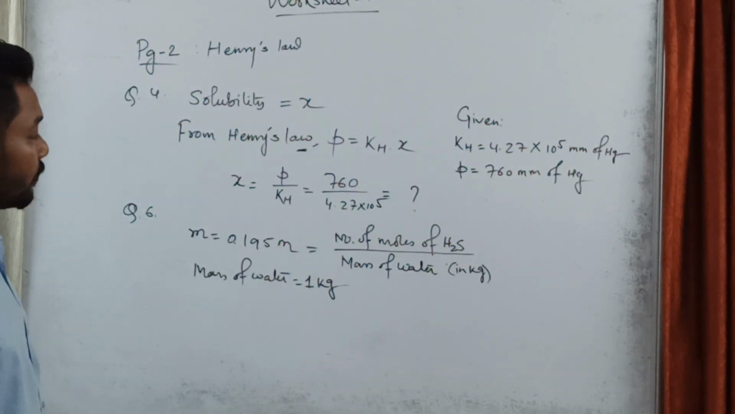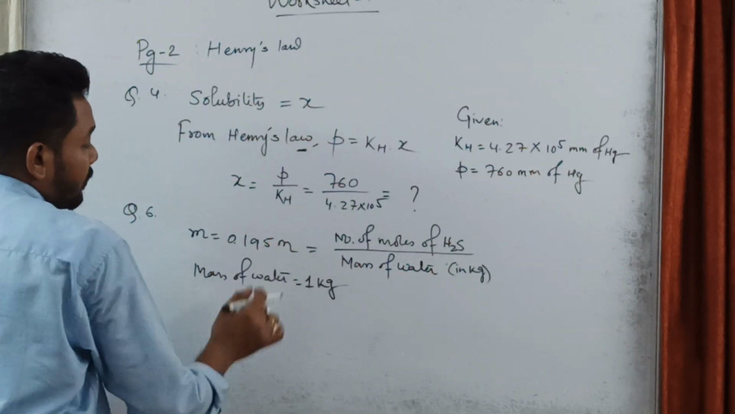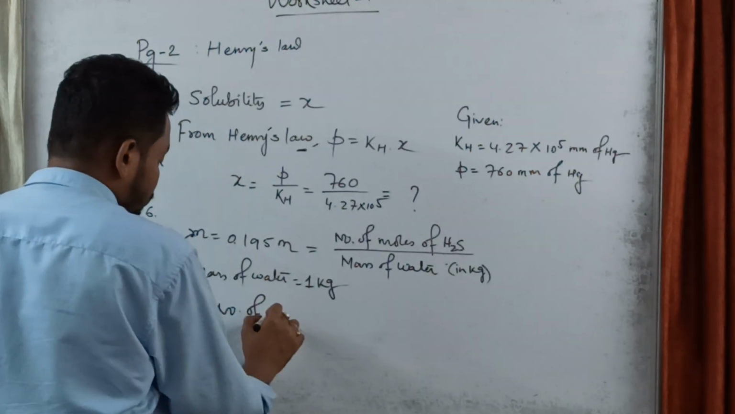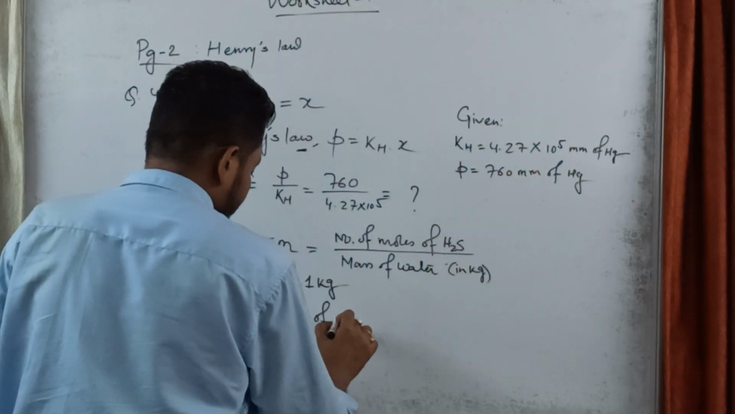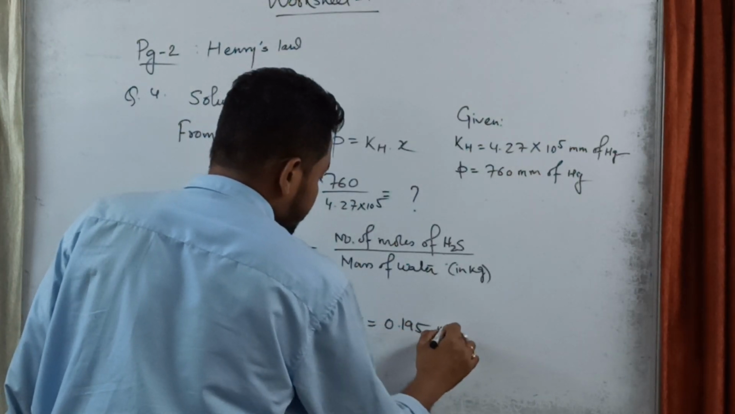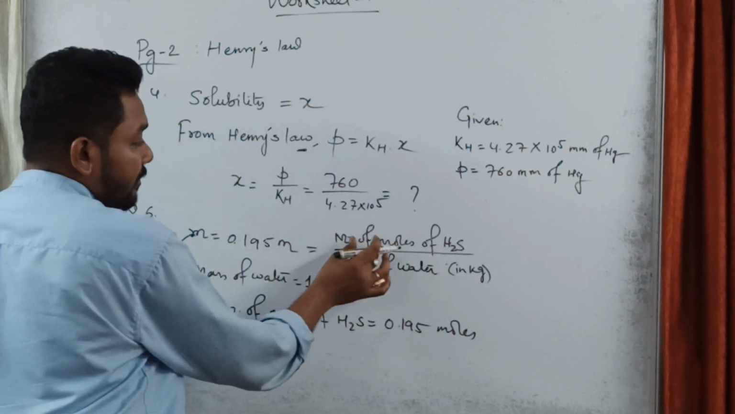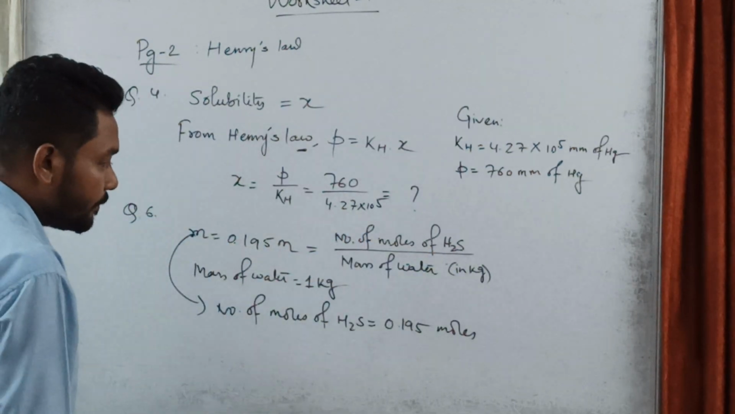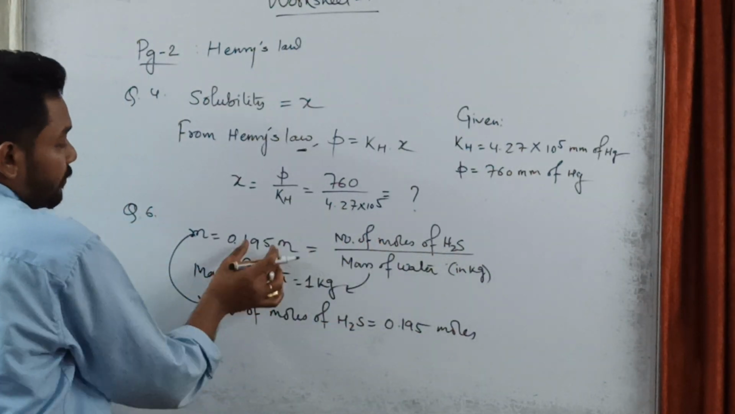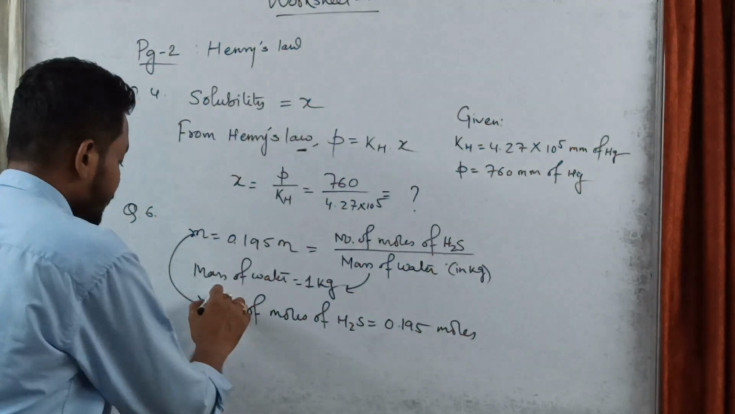So if the mass of water is 1 kg, then 1 and 0.195 will be multiplied, and the number of moles of H2S comes out to be the same, that is 0.195 moles. Again, 0.195 molar can be written as the number of moles of H2S divided by the mass of water. Since you are considering 1 kg, the number of moles of H2S becomes 0.195. This is the part you are getting.